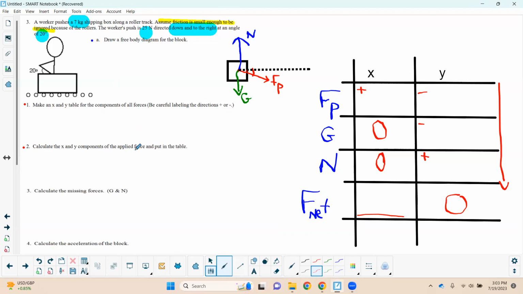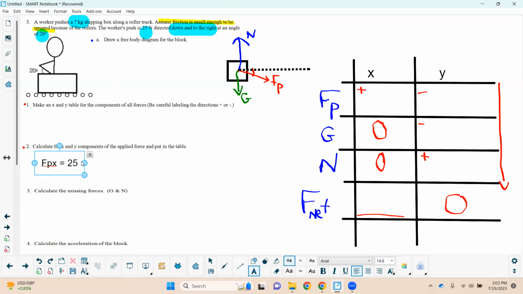So we're going to calculate the X and Y components for the forces and put them in the table. We're going to fill in X and Y with the sine and cosine part. It's going to be the force of the person in the X direction first, and that would be the size of the force, which is 25, cosine of the angle, which is 20 degrees. Similarly, for the Y, the only thing that changes is that it's going to be 25 sine of 20 instead of cosine.